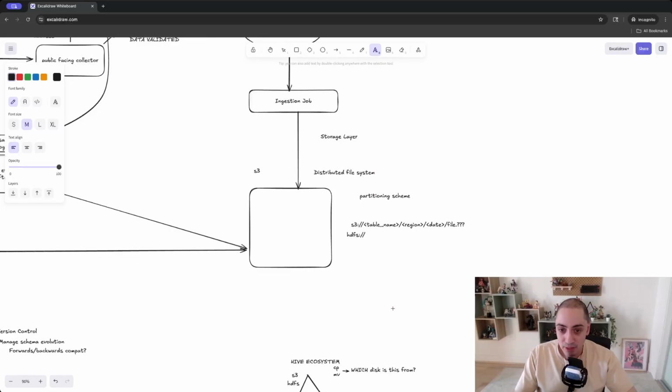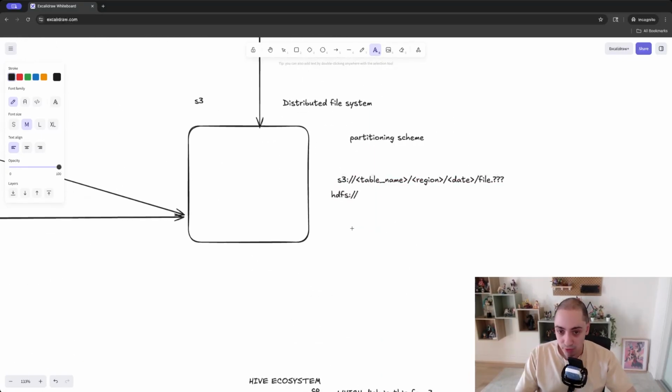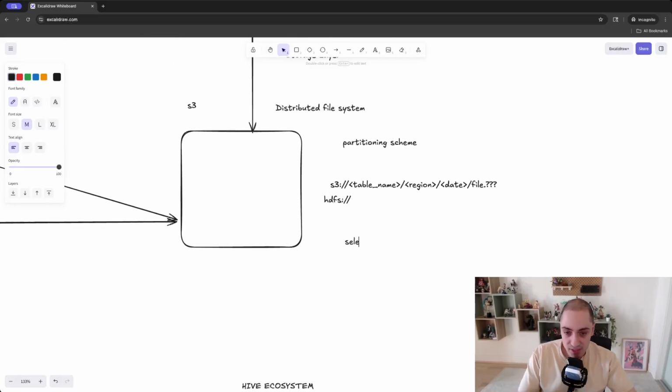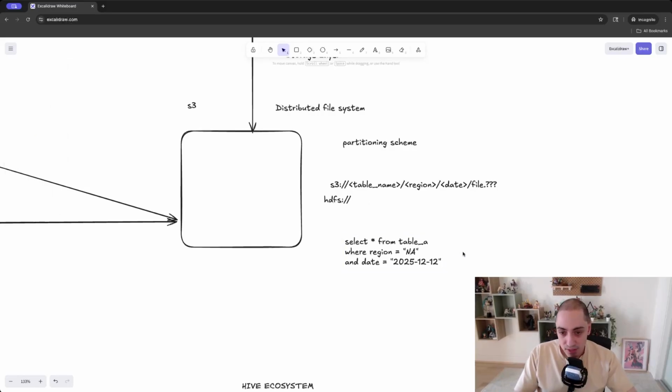And then let me show you really quick how the Hive metastore plays a role in all of this. Let's say your query language was SQL-like. And so you were going to do select star from table A, and then where region equals, whatever you want, North America, and date equals 2025-12, whatever we are at, 12 today. Something like this. And so you can see exactly how this works.